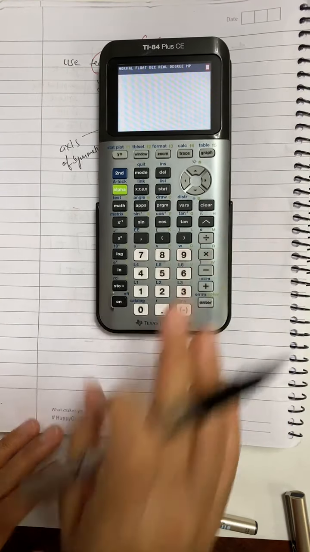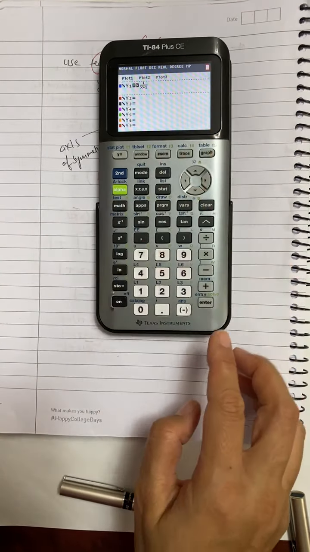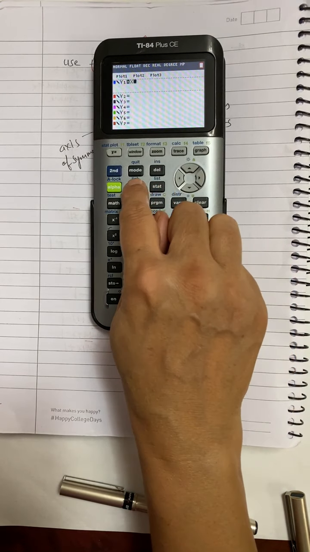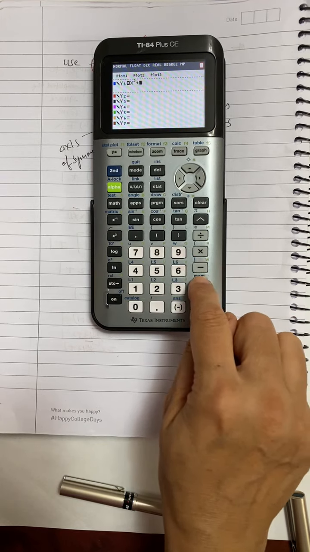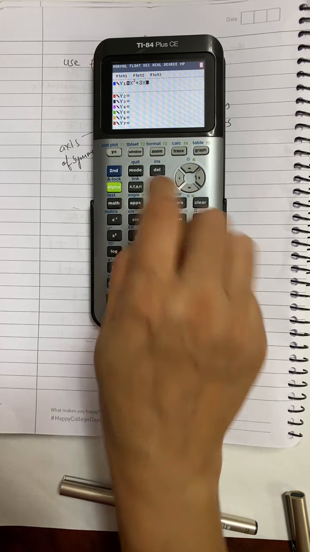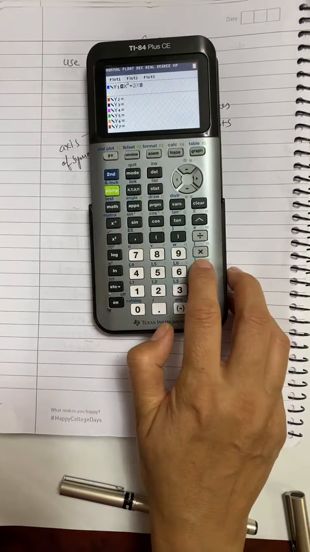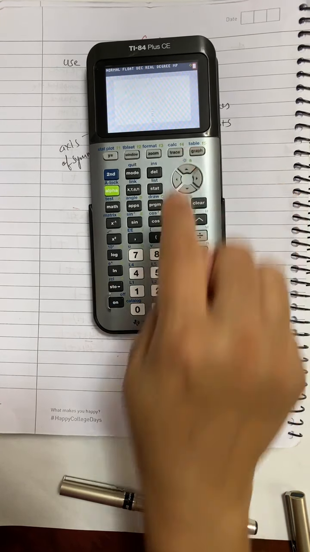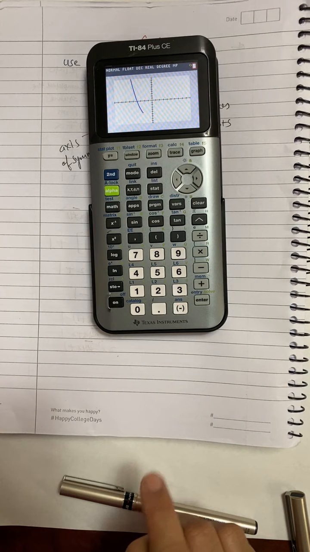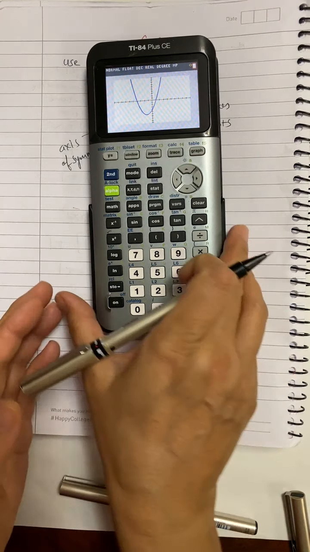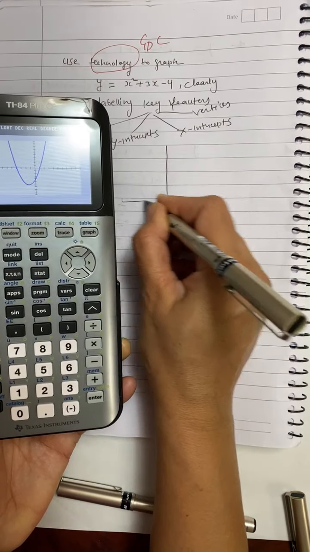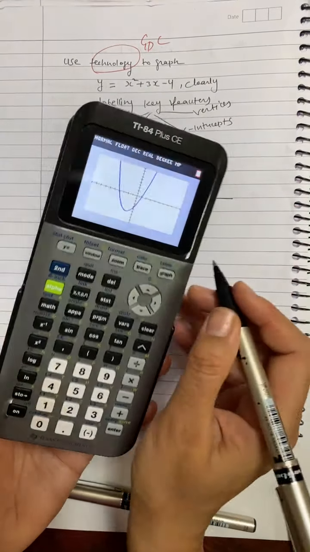Firstly, let me plot that. So y is equal to x squared plus 3x, and then you have negative 4. Okay, and now I'm going to graph it. So the graph looks like this, and now we need to sketch this graph. It's a sketch, so we don't have to be very careful.